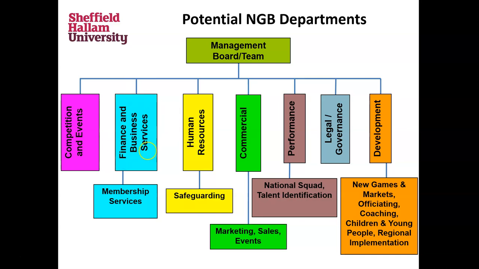So we would have a management board and team. There would be a department which is responsible for competition and events, finance and business services, human resources, commercial, performance. So this is about trying to identify and support elite athletes, legal and governance, and development. And development is about improving grassroots participation. So these are the different key functions of a national governing body.